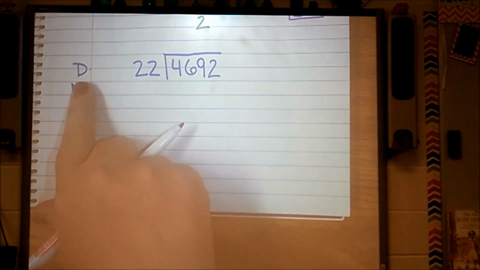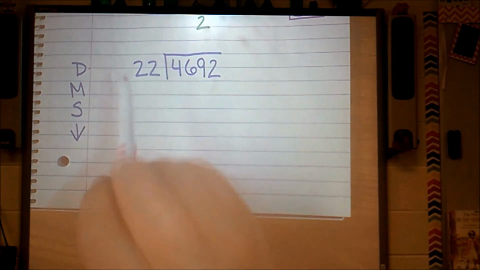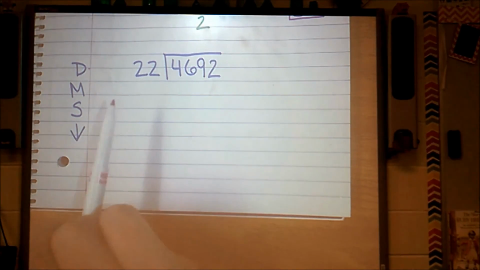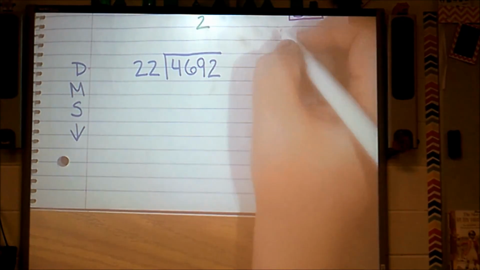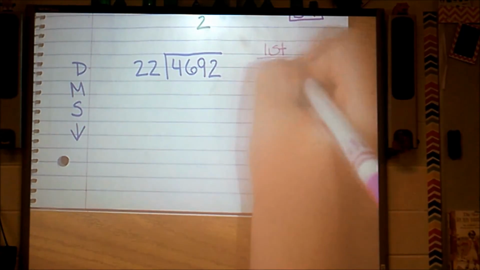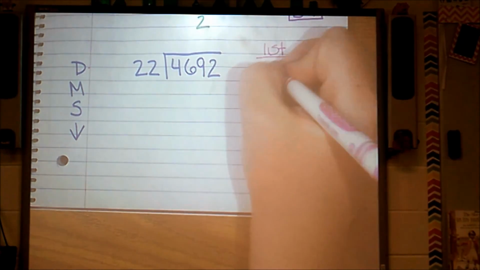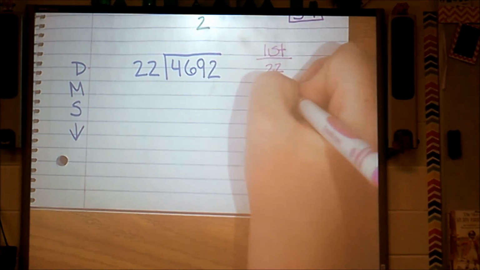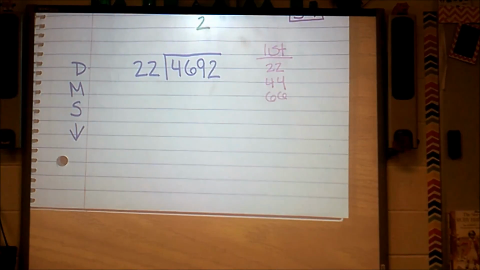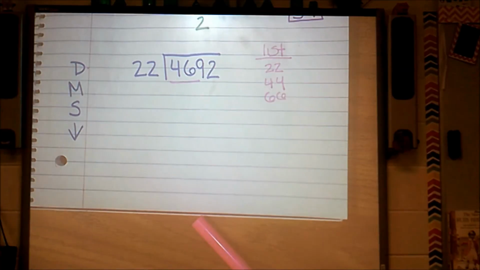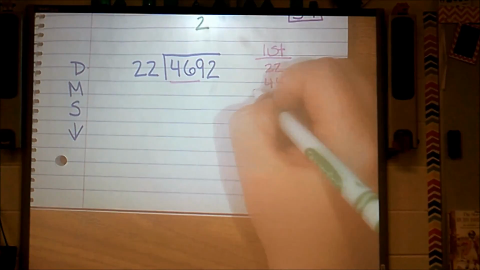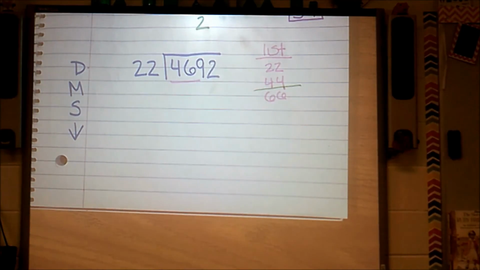Okay? So I'm on division. I'm thinking in my brain, how many times can I fit 22 into 46? Let's do our list method, because to me that's easier for this one, because 22 is easy to count by. 22, 44, 66. Where does 46 live? Notice I did 46 and not 22 because I know that 22 cannot fit into 4. It has to go all the way into my 46. 46 is going to live right here, right between that 44 and that 66.